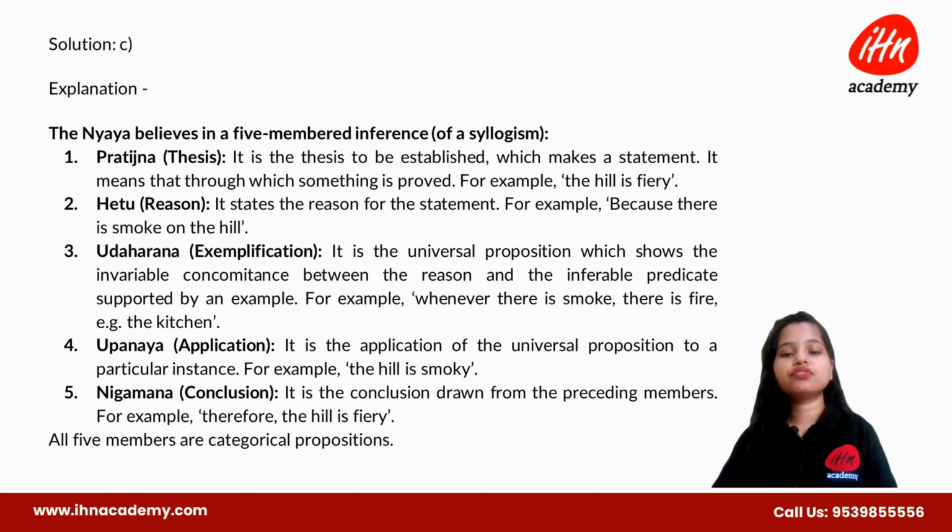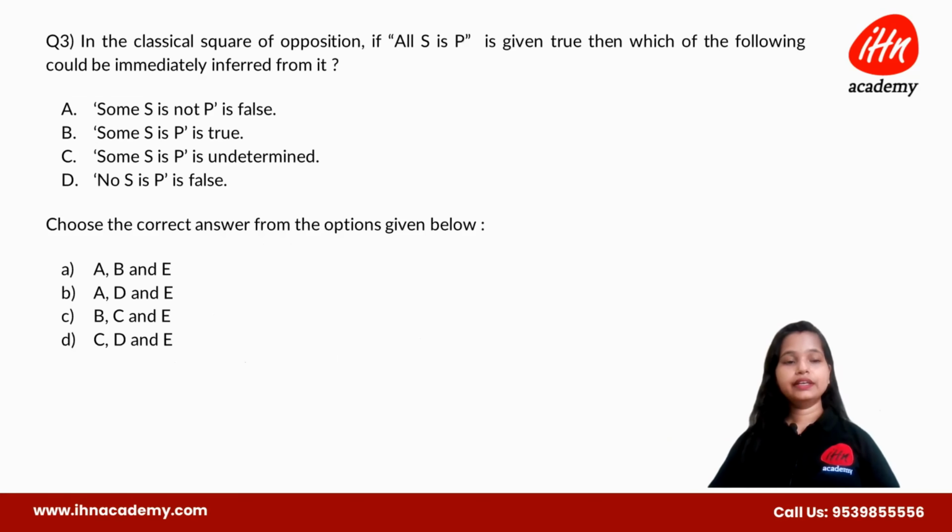It is the conclusion drawn from the preceding members. For example, therefore the hill is fiery. The last statement, your conclusion, is called Nigaman. What you conclude after the statements, last में जो आपका result होता है, that is Nigaman. Therefore, the hill is fiery. इसलिए hill fiery. Clear? So all the 5 steps are clear, right? Let's come to the next question.